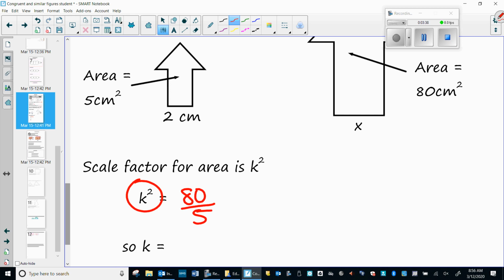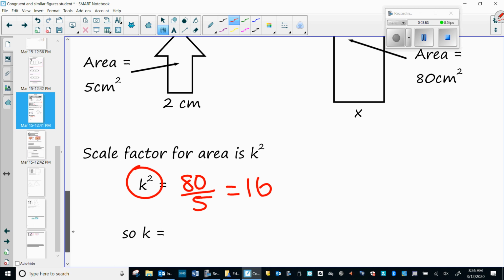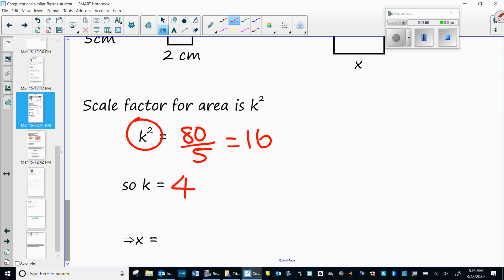Yes? So what is 80 divided by 5? Almost. 16. We're getting good. We do have calculators. We can use it. Okay? So if k squared is 16, what does that mean the value of k is? 4. How do we get that? I'm just checking. I know it's early, but we're getting a lot of responses, yes? So if we know k squared is 16, then we would square root it to find the value of k. So we know that the bigger shape is 4 times the size in all lengths. So therefore, how would I find the value of x? Yep, so we would do 2 times 4, which is 8 centimeters.